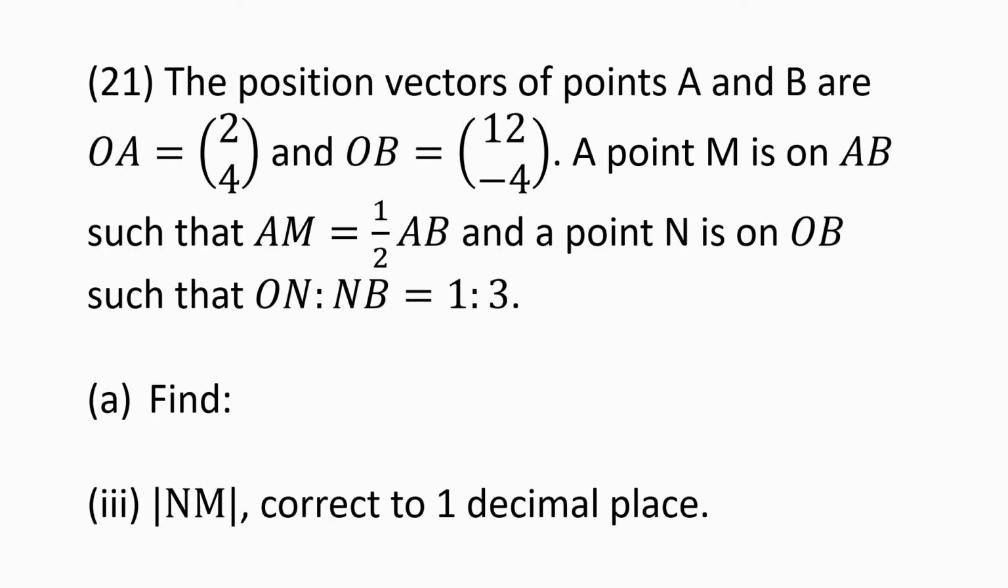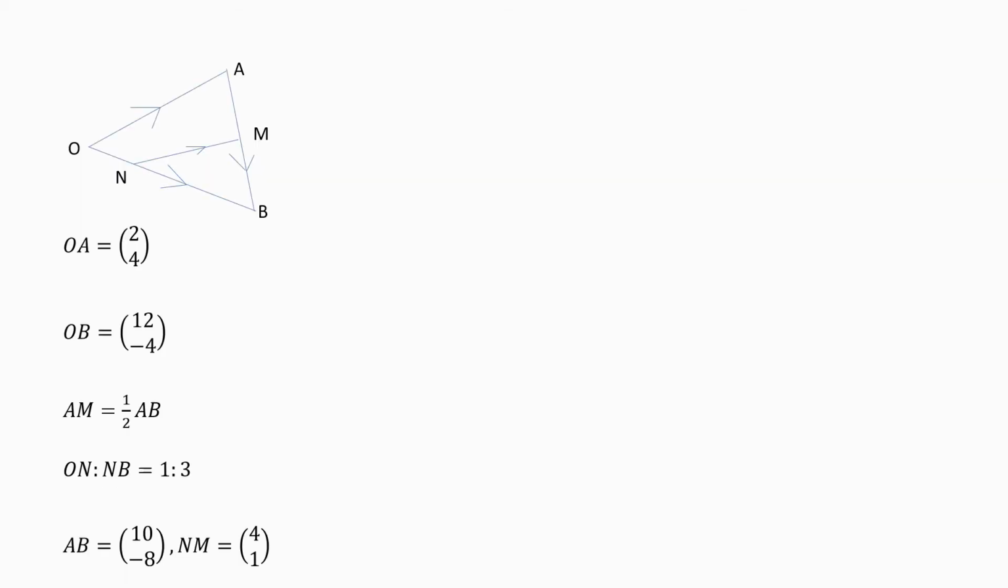Part A3, find the magnitude of NM correct to 1 decimal place. We already have this information, and vector NM is equals to 4, 1. So we need to find the magnitude of NM, and finding the magnitude of a vector is similar to computing the hypotenuse of a right-angled triangle.